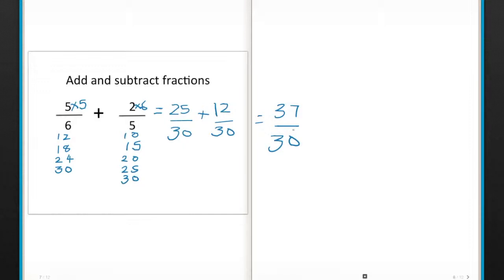We must simplify. Now, straight away, I can see that the bottom number is smaller than the numerator, so it's a top-heavy fraction. So let's change that into a mixed number first. How many thirtieths in 37? Well, 37 divided by 30 is 1 remainder 7. And we can't simplify that any further.